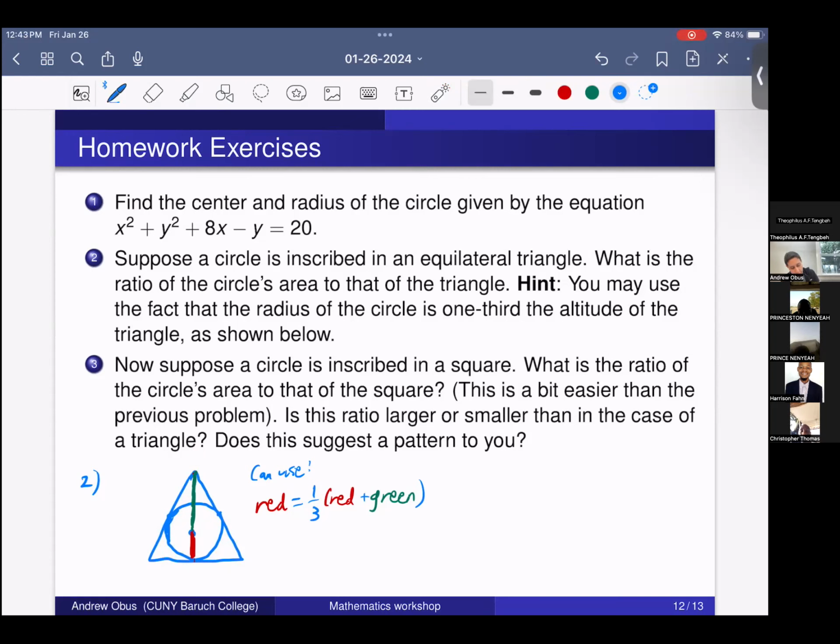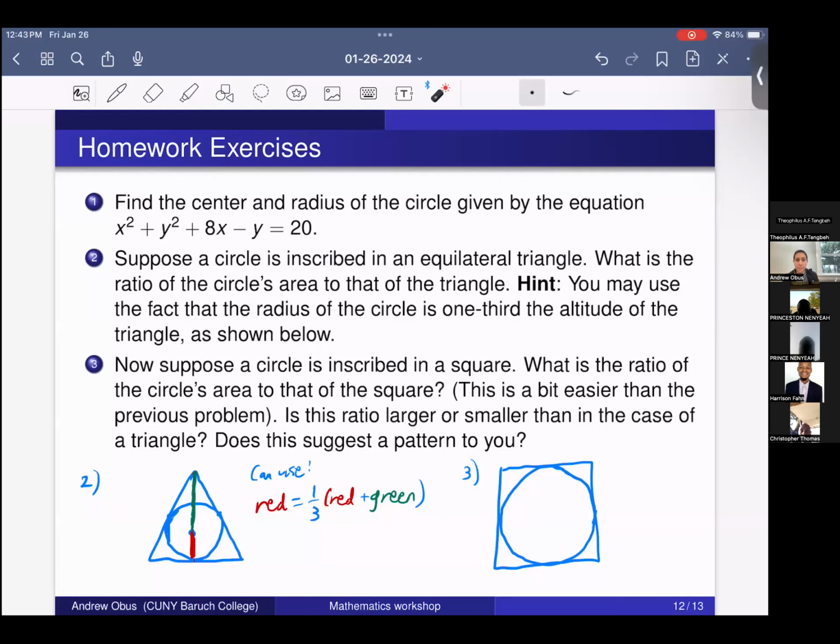Part 3 is the same question, but now with a circle inscribed in a square. Question 3 is actually easier than question 2. Here I have a square, and a circle inscribed in the square, and I want to know the ratio of the circle's area to the square's area. The extra question is, is this ratio smaller or larger than in the case of the triangle? Does the circle fill out a larger or smaller proportion of the area of the square relative to the case of a triangle?